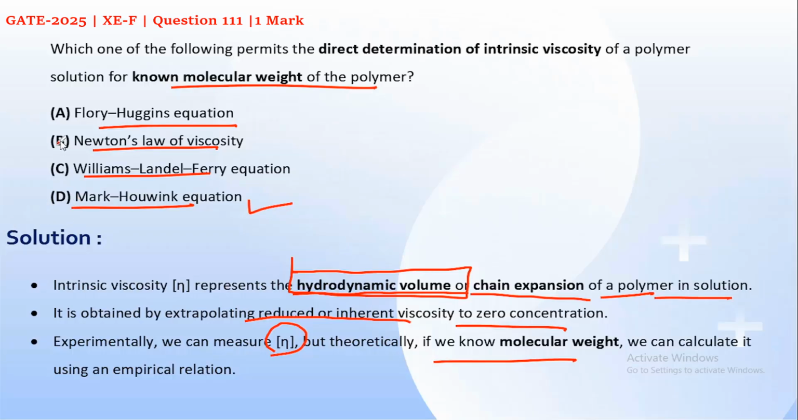These other equations A, B, C deal with solution thermodynamics, simple viscous flow, or viscoelastic temperature dependence, not the polymer molecular weight and size relationship. So among A, B, C, D, the Mark-Houwink equation is the correct answer, which shows direct determination of intrinsic viscosity from the molecular weight of the polymer.